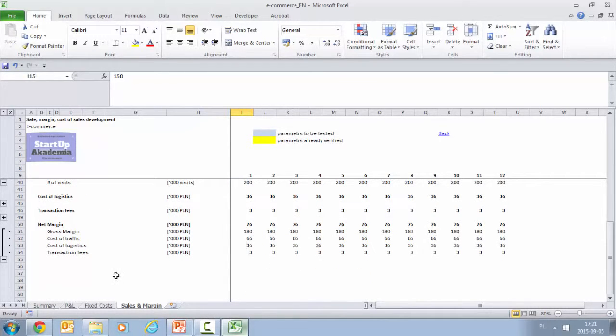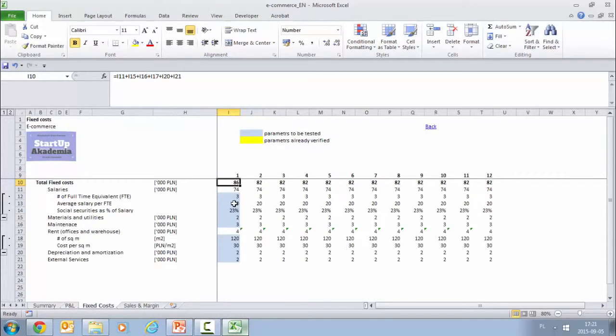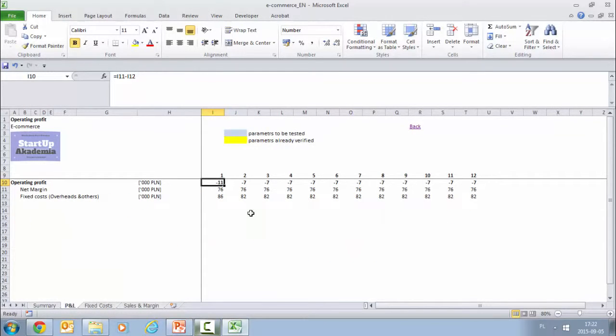The other thing you could have a look at is the fixed costs. So just make sure that you need all the people and make sure that the office you've got is not too big for your budget. That's all when it comes to e-commerce. As you can see, this is just one of the many models you can create in terms of e-commerce.